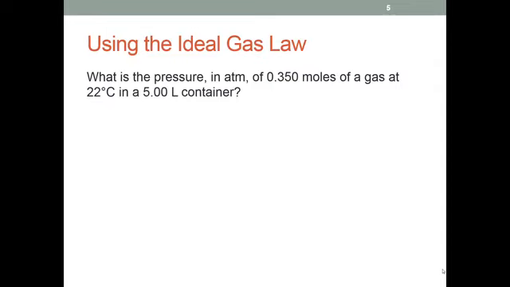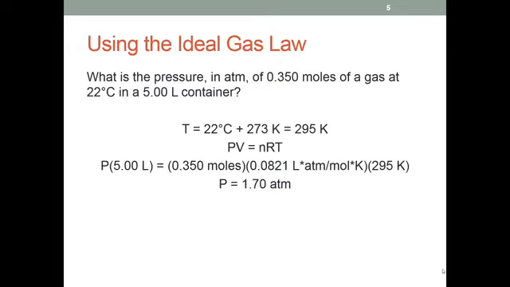Of course, we can use the ideal gas law to solve for any one of its variables, assuming we know the other three. For example, we could answer a question such as: what is the pressure in atmospheres of a 0.350 mole sample of a gas at 22 degrees Celsius in a 5-liter container? Before we can solve this particular problem, we must convert our temperature to Kelvin. All gas laws use temperatures in Kelvin. 22 Celsius plus 273 is 295 Kelvin.